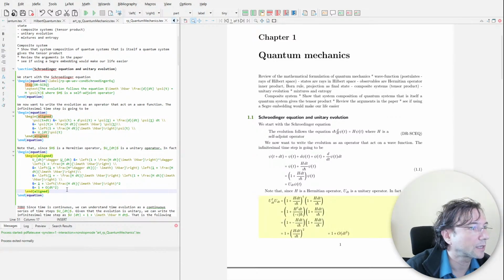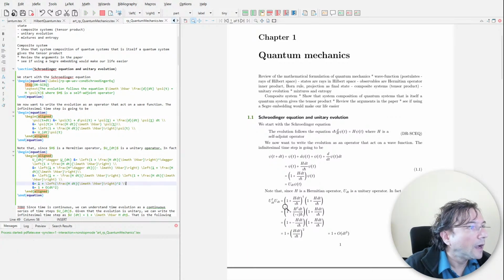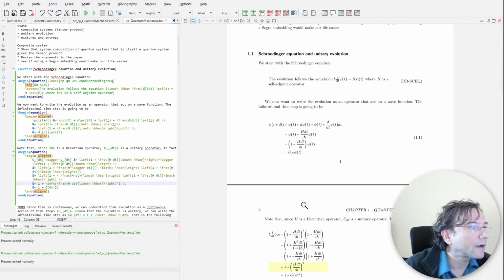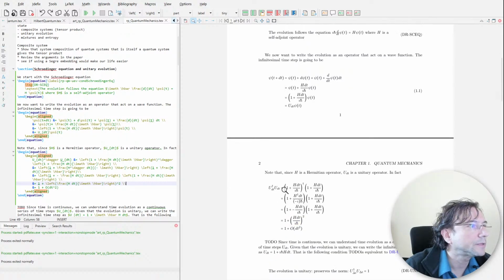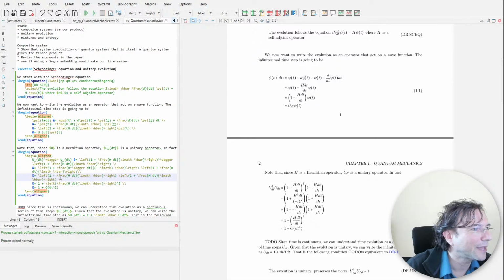Okay, let's check. Okay, so I have this dagger, so we said U of dt is this, U of dt is here, this is here, the dagger goes in, goes on the H, the i gets a minus, the H remains the same, this is just 1 plus, here, plus minus. There you go. And then it gets, and there you go.